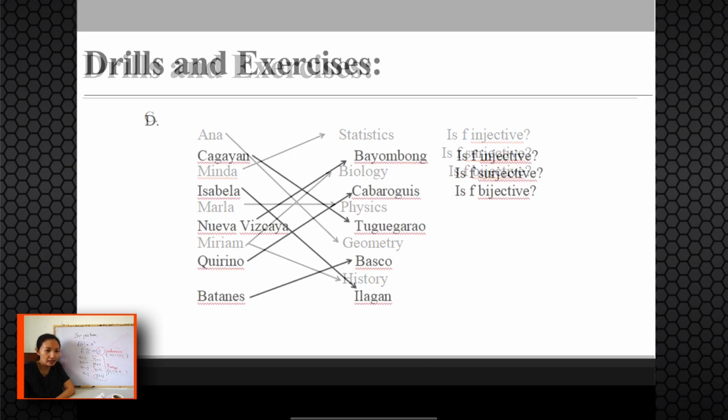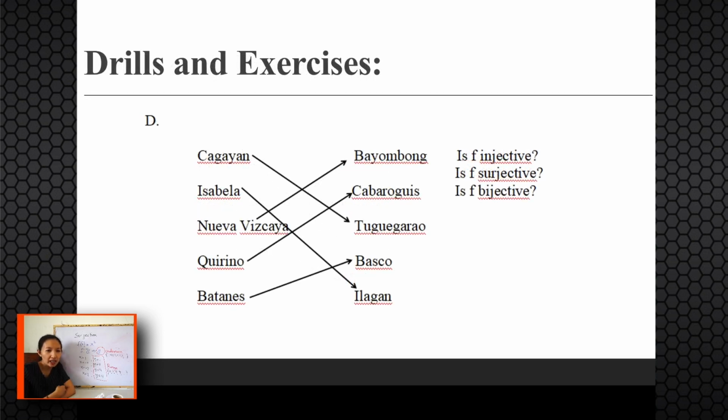And the last, is this injective? Yes. Is it surjective? Yes. Is it bijective? Yes. All yes, because it is both injective and surjective.